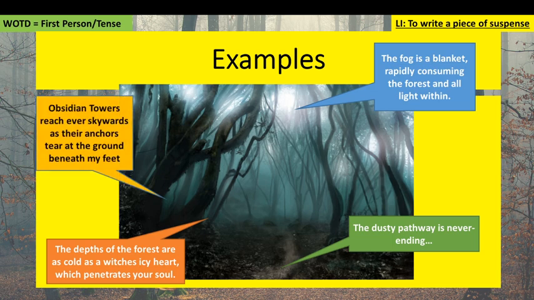And then my fourth example is obsidian towers reach ever skywards as their anchors tear at the ground beneath my feet. The obsidian towers here are the trees. So that is a metaphor, because I've used another name for them. I'm calling them obsidian towers. Obsidian is a type of black. So I've got that metaphor for obsidian towers. And then I've got my personification, because once again, I'm saying they're reaching, and that's a human action.